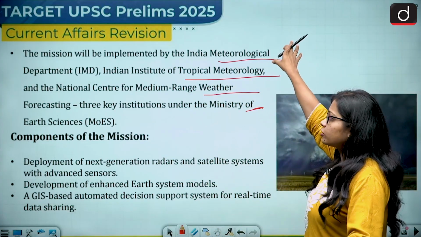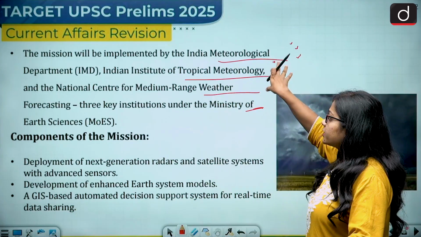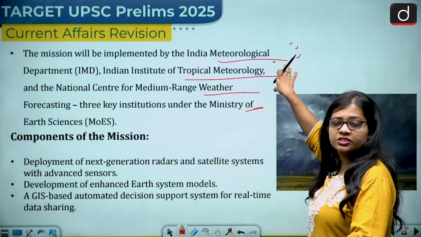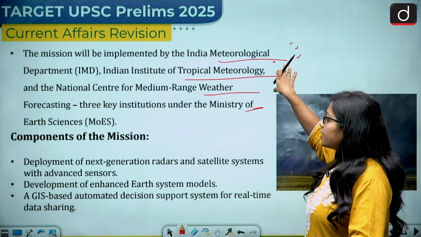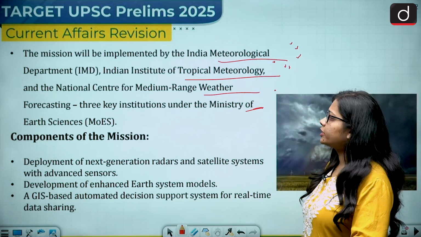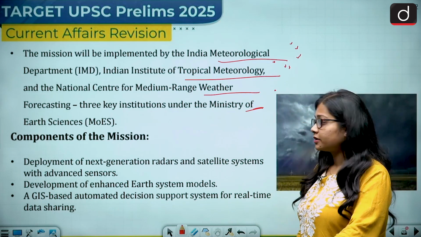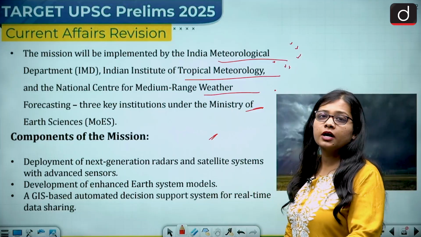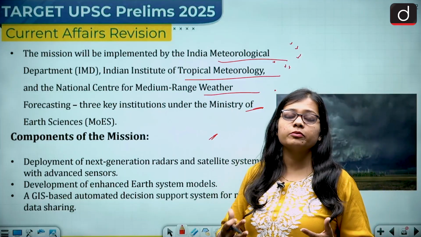That is the Indian Meteorological Department, IMD. Then comes the Indian Institute of Tropical Meteorology, that is IITM. Then the National Center for Medium Range Weather Forecasting. Then comes the components of the mission. So what are the components of the mission, Mausam?